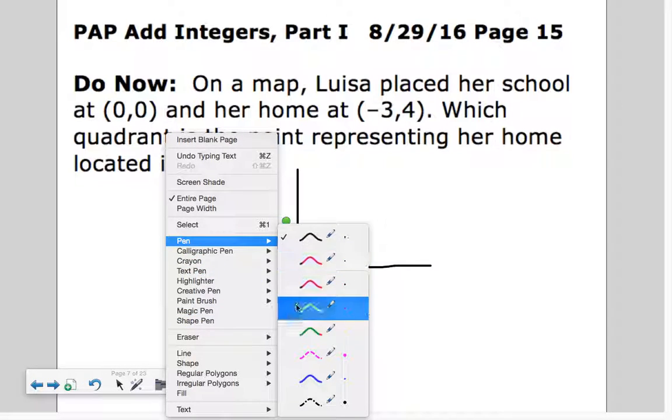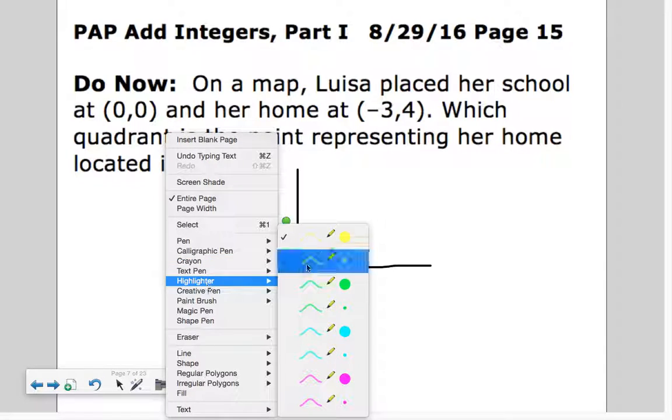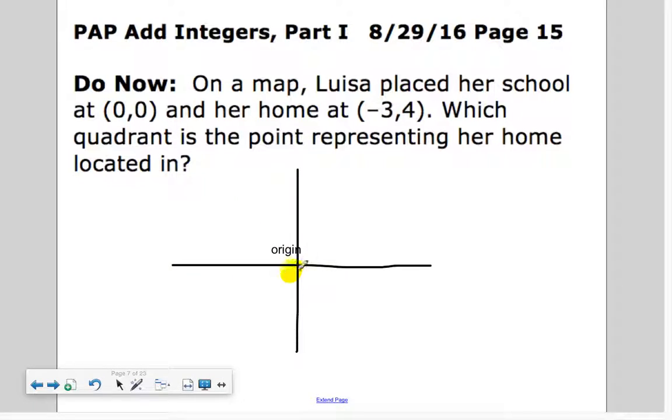So let me use a highlighter. So she placed the school right here at 0, 0. And her home at the ordered pair, or point, negative 3, 4. Which quadrant is the point representing her home located in? So, first of all, let's find the location. Well, we know this is the x-axis, and this is the y-axis.